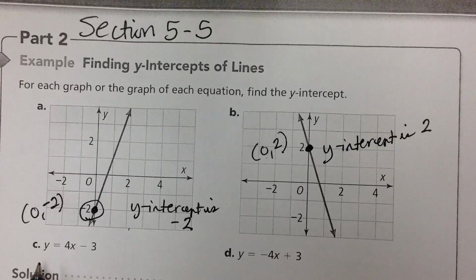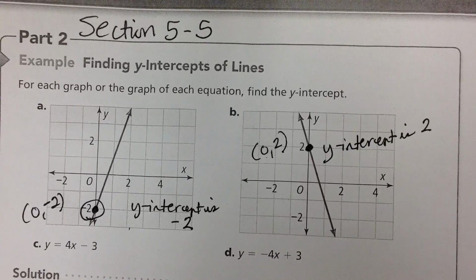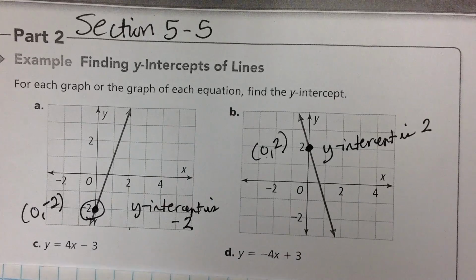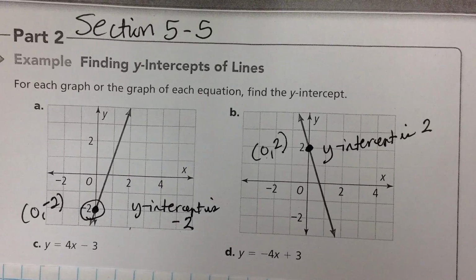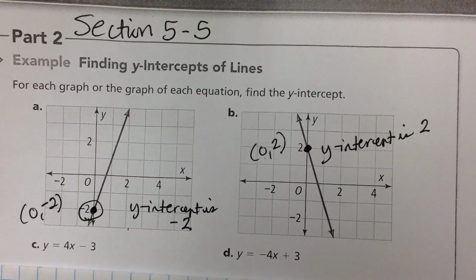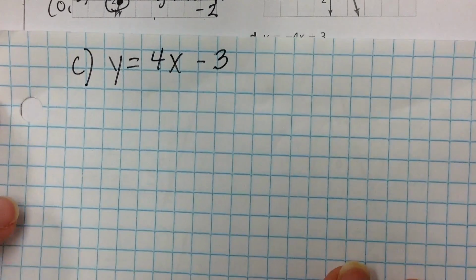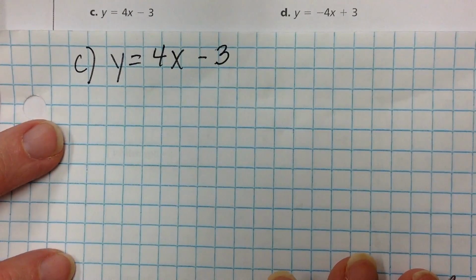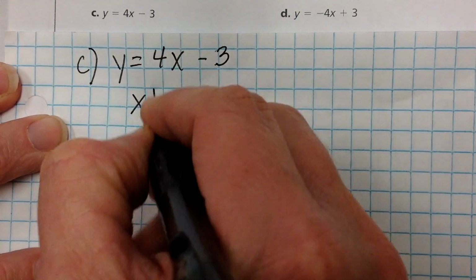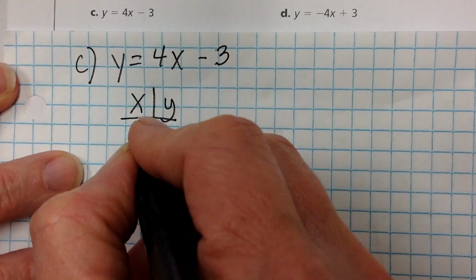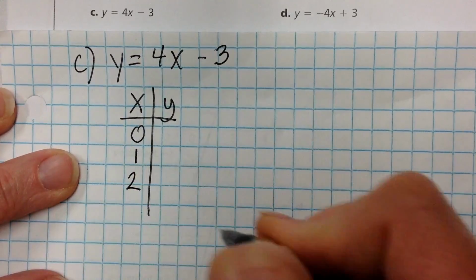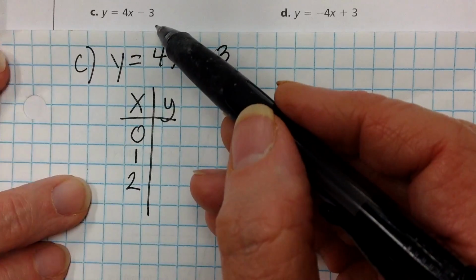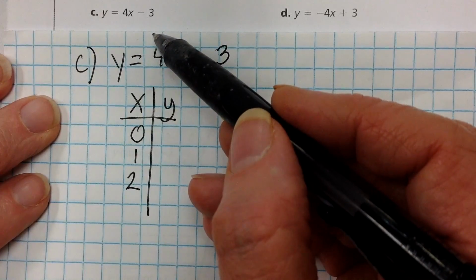Now we have C, y equals 4x minus 3. So I'm going to graph the line y equals 4x minus 3 on my graphing paper. Remember how we just graphed a line previously given an equation? I used a table. I will pick 0, 1, and 2. I will plug in my x's one at a time to get back the y value that corresponds to it.